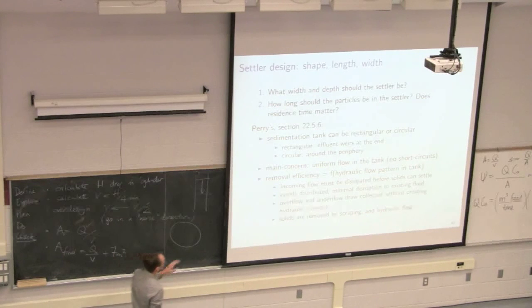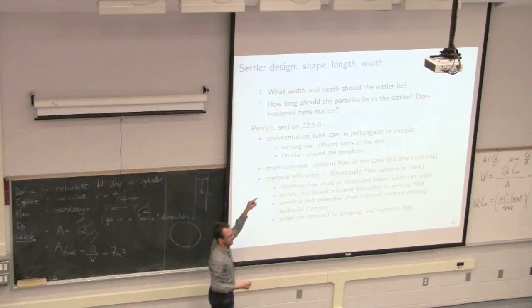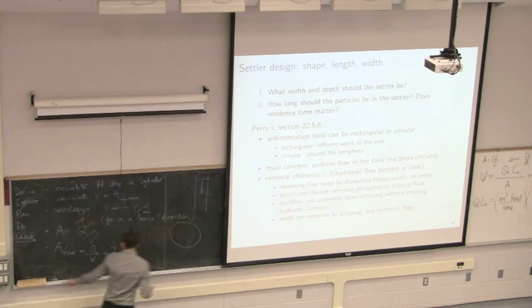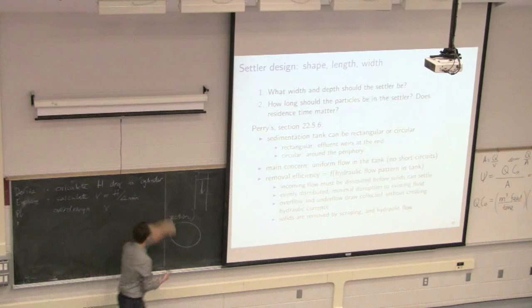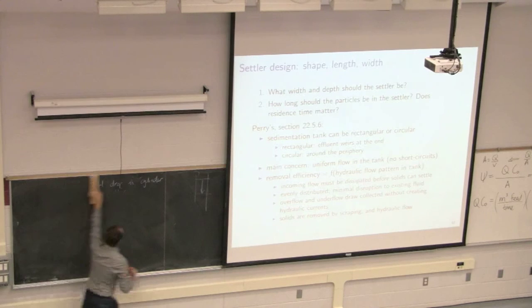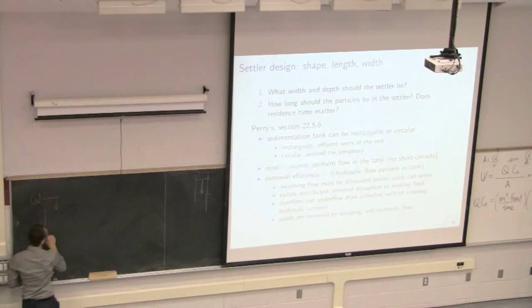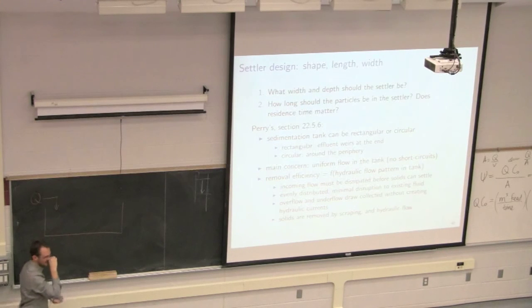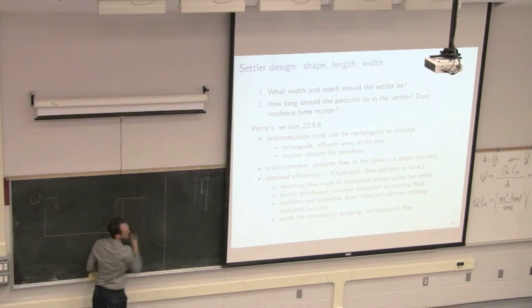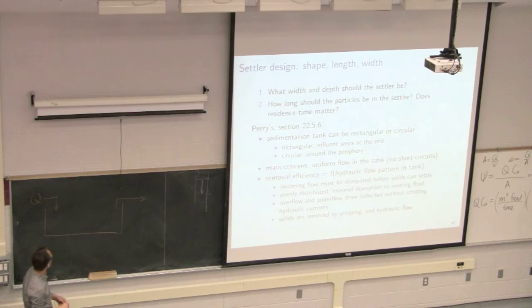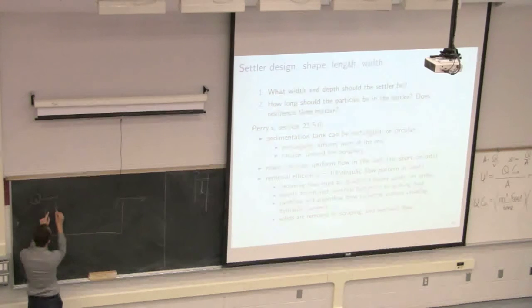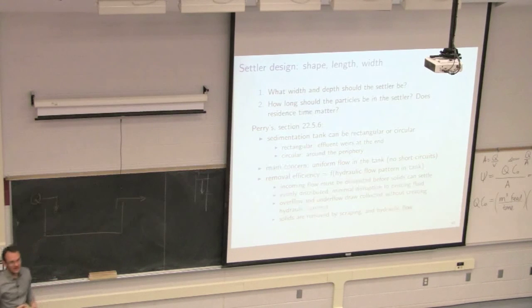The most important thing that we want, though, is uniform flow in the tank with no short circuits. What I mean by that is if we draw a rectangular vessel, we're going to have my feed coming in, Q, at one end of the vessel, and I'm going to have my overflow leaving over there at the other side. So you want to make sure that there's uniform flow in the vessel and that these solids coming in can't escape in the overflow. And so as long as you get solids being retained at the bottom and not escaping or short-circuiting, you're fine.